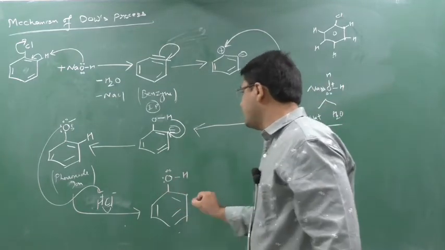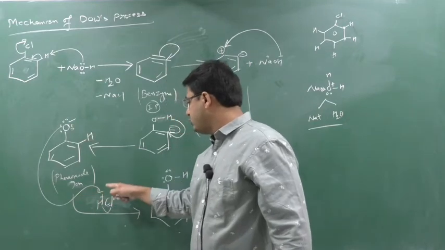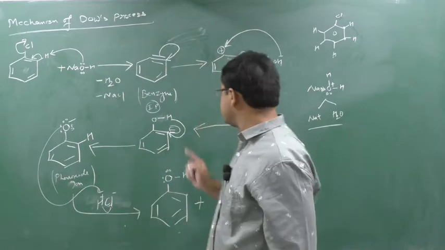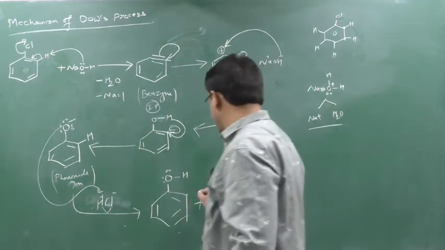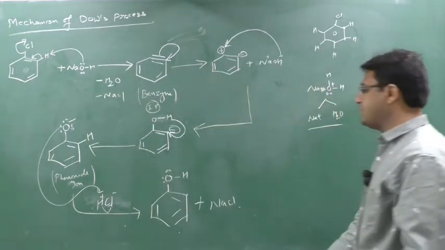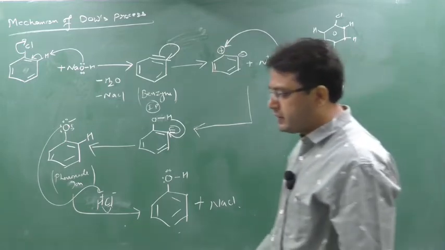And what will be released here? When O starts to give the electron to this hydrogen, hydrogen will break its old bond with Cl. So Cl will be removed as Cl minus. Now see here, there is a presence of Na plus here also. So there will be generation of NaCl. In this way we are doing the reaction. So we got the phenol. Understood? It's a bit tough, I know.